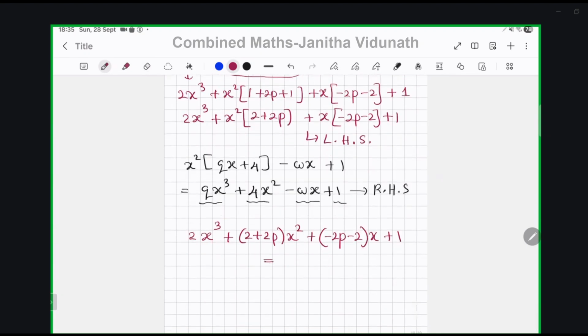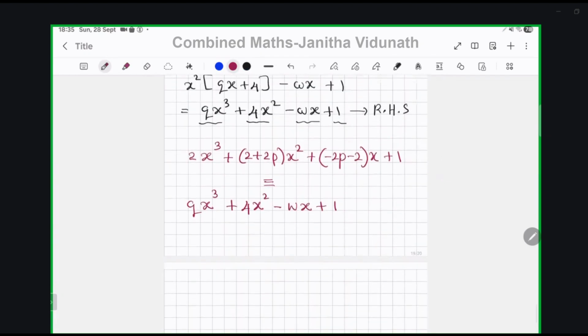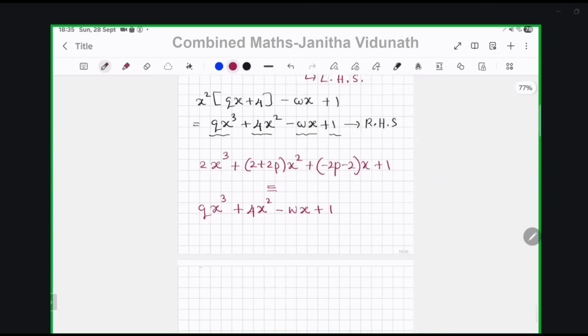And this is identical to our right hand polynomial, q times x cube plus 4x square minus wx plus 1. This is the polynomial of our right hand side. Now we can compare the corresponding coefficients. For the x cube coefficient, we get 2 from the left hand side and q from the right hand side. Then q is equal to 2.